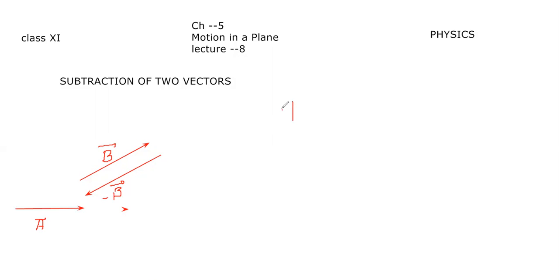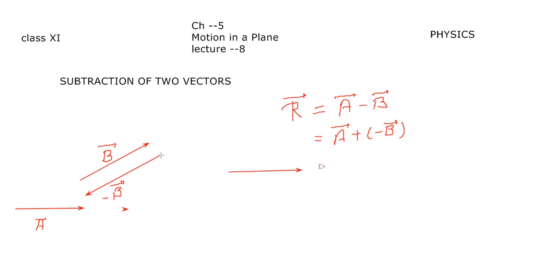So if we want to calculate R vector, that is A vector minus B vector, what is the direction? This is A vector plus minus B vector. So we represent it in this way. First we draw A vector. A vector is in this direction.